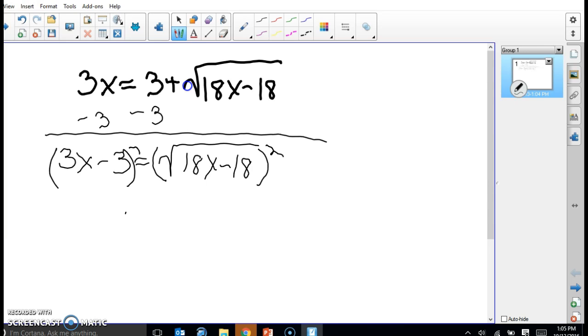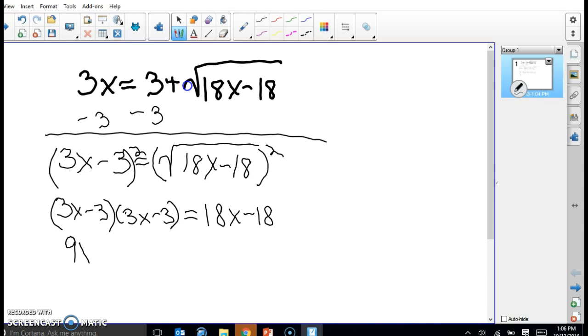But if I square that side, I have to square this side, correct? All right, now this is a binomial. So when I square this, it's the same as 3x minus 3 times 3x minus 3. And then the square undoes the square root, so we're just left with 18x minus 18. All right, so now we need to multiply this out. So 3x times 3x is 9x squared. 3x times negative 3 is negative 9x.